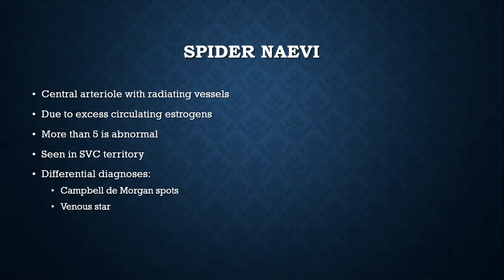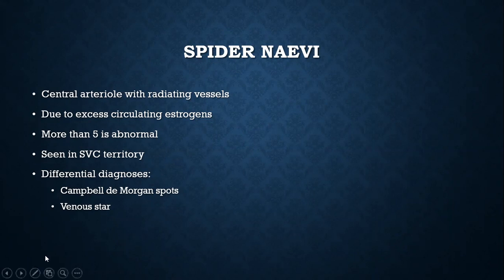Why does spider nevi commonly occur in the SVC territory? Why does erythema commonly occur in the palm? The reason is, in liver cirrhosis, there will be collaterals forming, portosystemic shunts forming. The entire shunted blood is going into the SVC territory. That is why whatever symptom we get due to excess estrogen occurs in the SVC territory, be it a palmar erythema, be it a flushing, be it a parotid swelling, or be it a spider nevi.